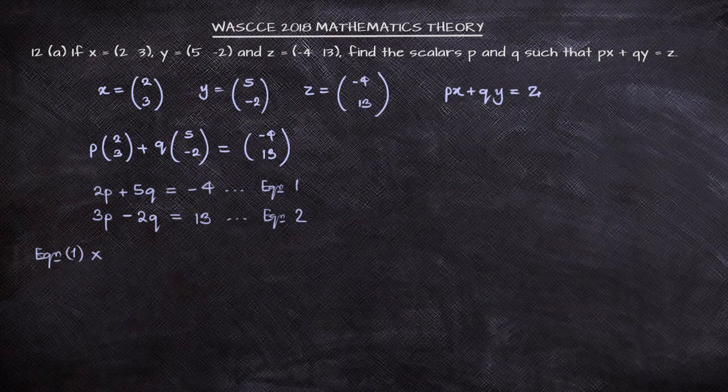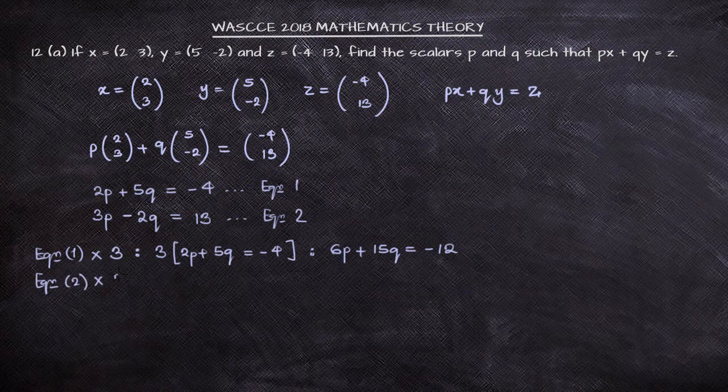Now if you want to solve this simultaneously, let's say we want to use the elimination method. We multiply equation 1 by the coefficient of p in equation 2. That coefficient is 3. So we have 3 into 2p plus 5q equals to minus 4. And if we expand the bracket, that will be 6p plus 15q is equal to minus 12. 3 was used to multiply everything. Then equation 2 multiplied by the coefficient of p in equation 1. That coefficient is 2. So we have 2 into 3p minus 2q is equal to 13. So we have 6p now minus 4q is equal to 26.